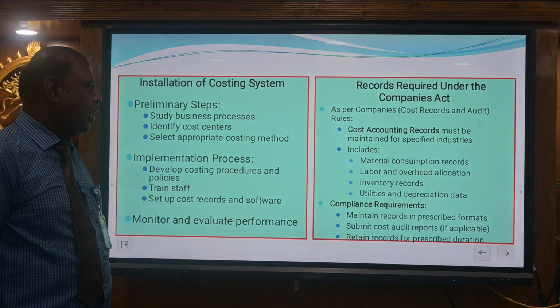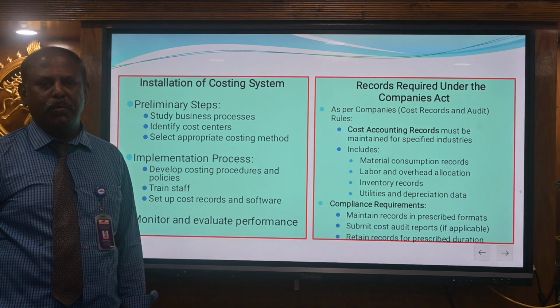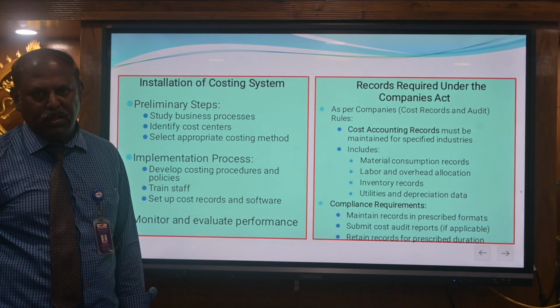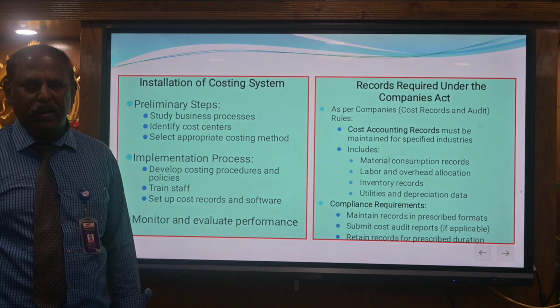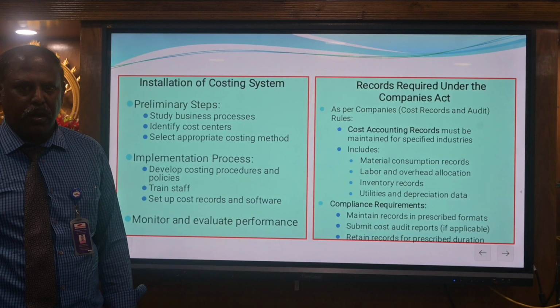Then you have to maintain the labor and overhead allocations. That means for labor, what type of labor we employ, and how much amount we have paid as wages to those persons. Then we have to maintain some overhead allocations, that means the direct and indirect expenses for manufacturing costing.